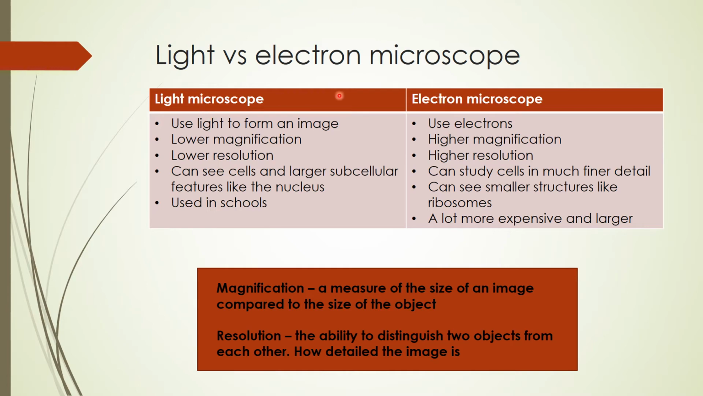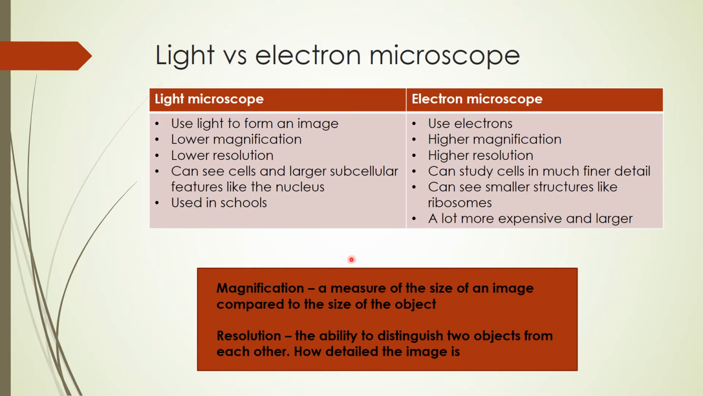Okay, so we're going to look at the differences between the light microscope, which is the one I showed you earlier, and the electron microscope. So firstly, as we saw before, it uses light to form an image, but the electron microscope uses electrons, which is indicated in the name. These electrons are bounced off against the specimen, and this results in high magnification and high resolution.